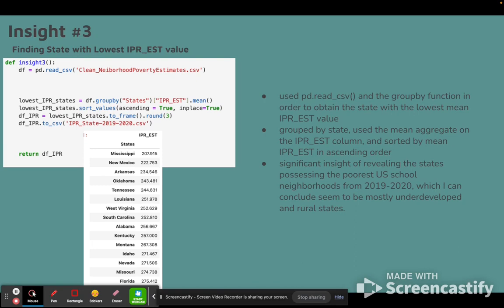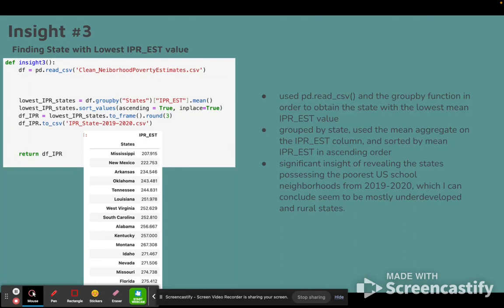So for my insight number three, the goal was finding states with the lowest IPR values, or states with the lowest index to poverty ratio values. I used pd.read_csv and the group by function in order to obtain the state with the lowest mean IPR value. I grouped by state. I then used the mean aggregate on the IPR column and sorted by the mean IPR in ascending order.